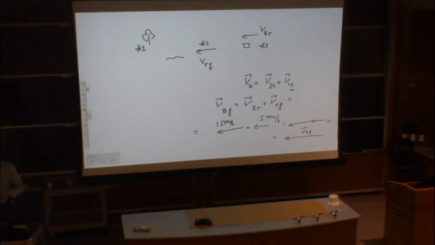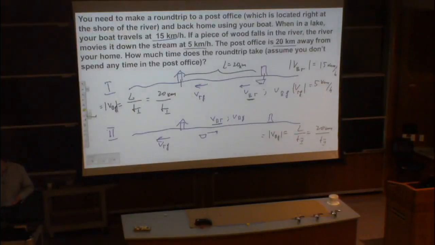Now, the length of this arrow, as we can see from this picture, is equal to 15 plus 5. And that's how we get 20 kilometers per hour. So, and in that situation here, what number should we write? Ten. Any questions on 10?